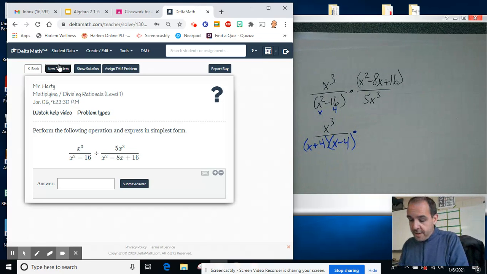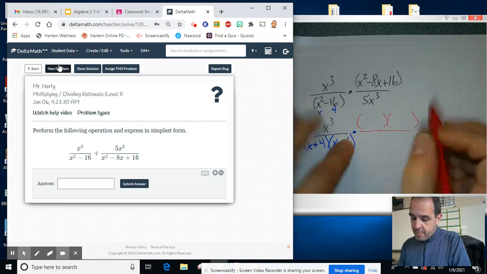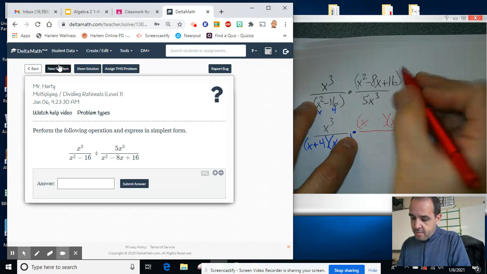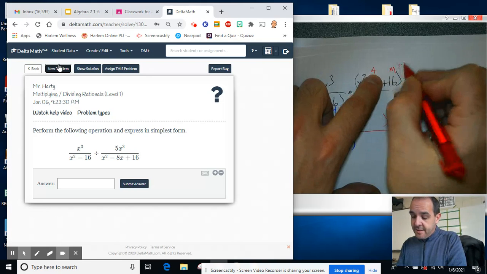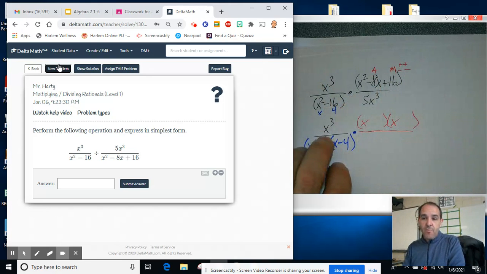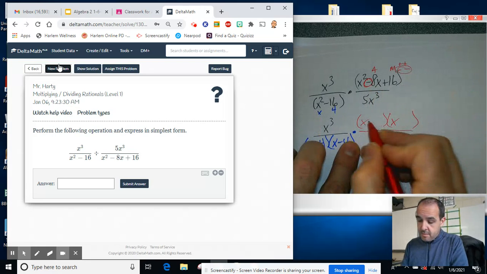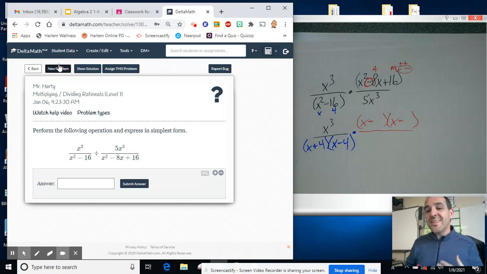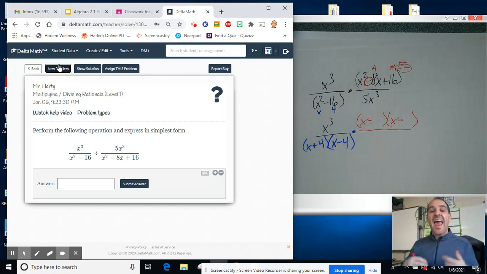More factoring over here. Let's see here. Multiply number is plus, which means they can both be plus or they can both be minus. They're both minus. And again, when the signs are the same, multiply to this, add to this. What multiplies to 16 and adds to 8? 4 and 4.